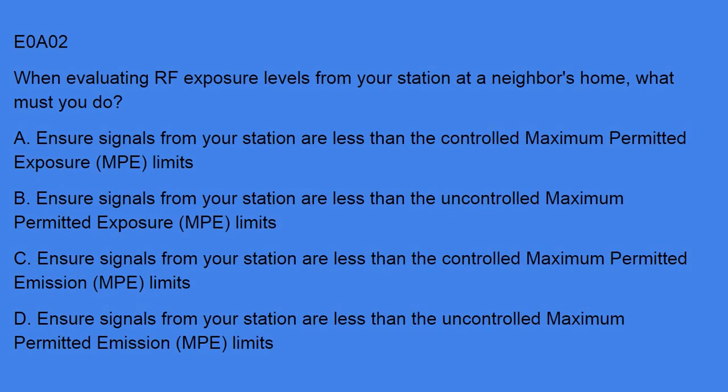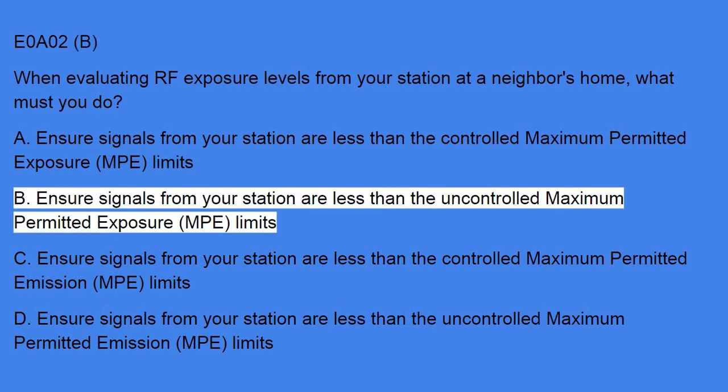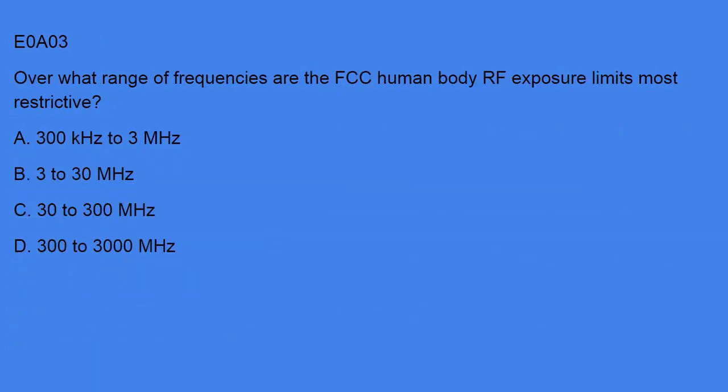E0A02, when evaluating RF exposure levels from your station at a neighbor's home, what must you do? Ensure signals from your station are less than the uncontrolled maximum permitted exposure limits. E0A03, over what range of frequencies are the FCC human body RF exposure limits most restrictive? That is 30 to 300 megahertz.